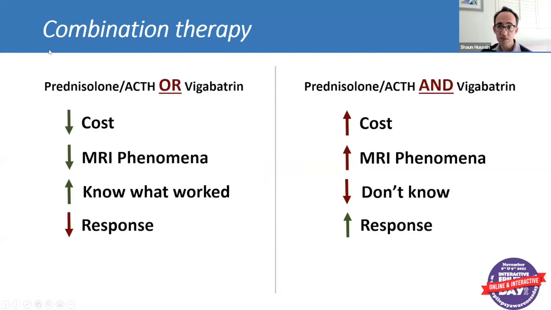So there are some differences though, and we often pay a lot of attention to cost. So certainly doing that combination is much more expensive. There's much more risk of MRI phenomena, but you're getting higher response rates. One tricky thing though is that when patients respond to combination therapy, you don't know what therapy has worked. And that can introduce some confusion later when you are withdrawing therapies. You don't know which one to withdraw first. You don't know how much the vigabatrin was helping. And there's a lot of uncertainty about how long you should continue vigabatrin after response for infantile spasms.